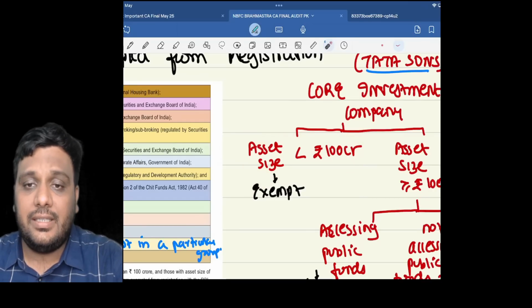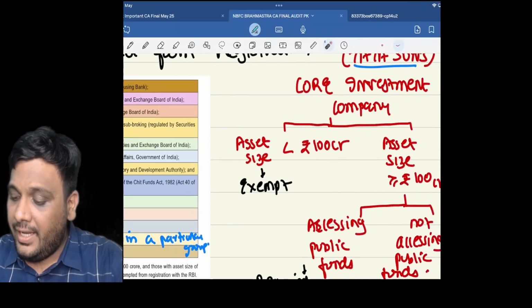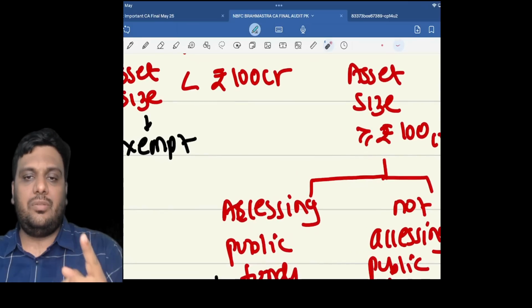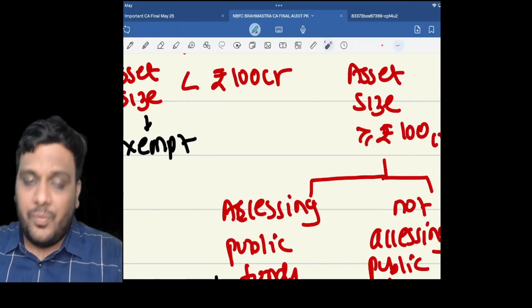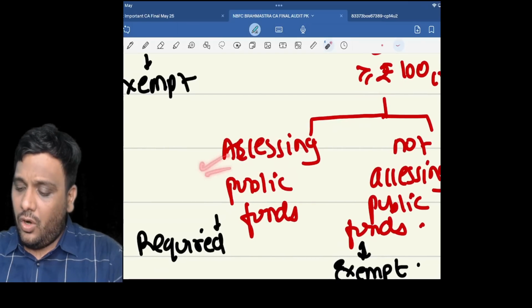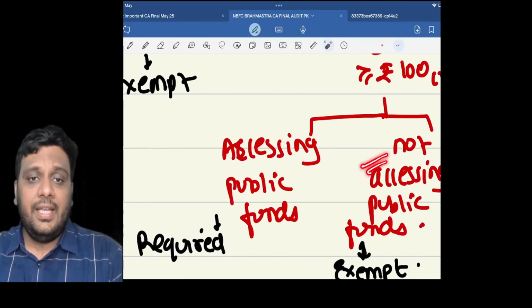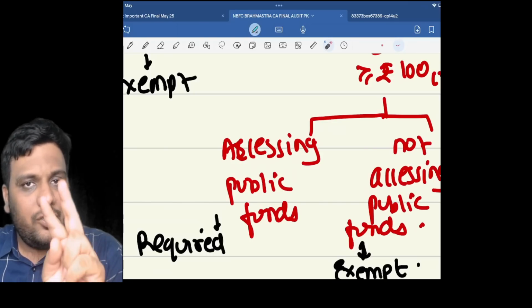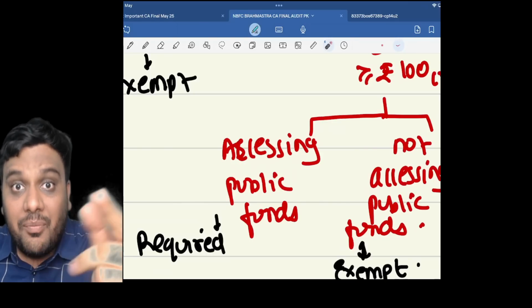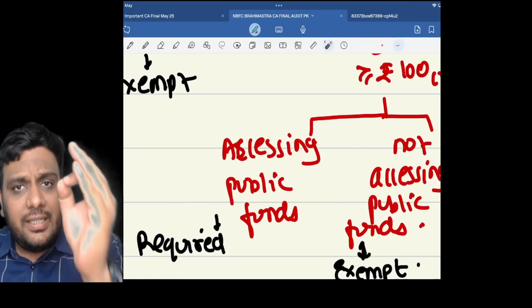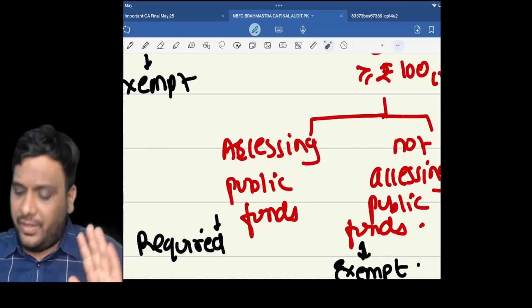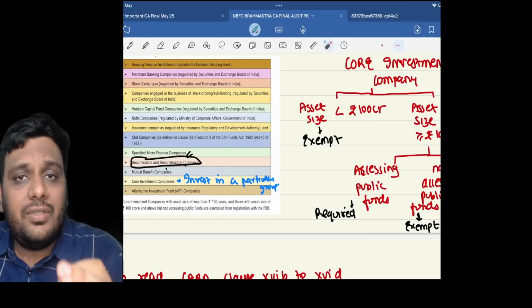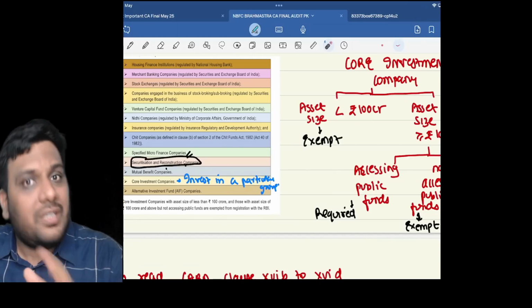However, if the asset size is 100 crores or more, then you have to please pay attention over here. There are two possibilities. Either the company is accessing public funds or the company is not accessing public funds. If the company is accessing public funds, then it will have to register. So if the asset size is 200 crores, they will have to register if the company is accessing public funds. But even if the asset size is 800 crores and they are not accessing public funds, then it is exempt from registration. All right. See, let me tell you, in NBFC, the most difficult thing is to make the notes, which I have done.